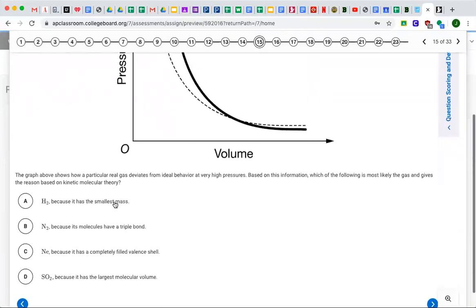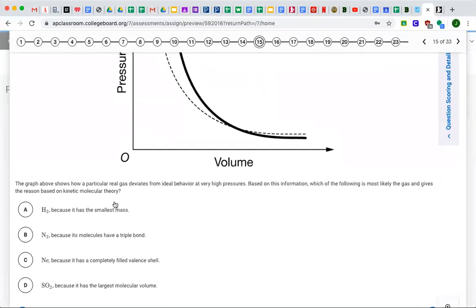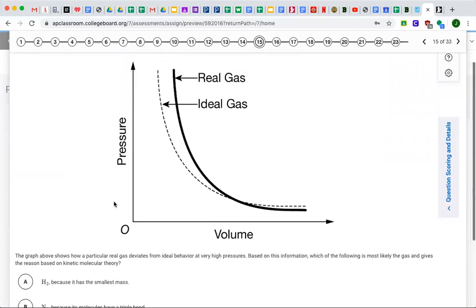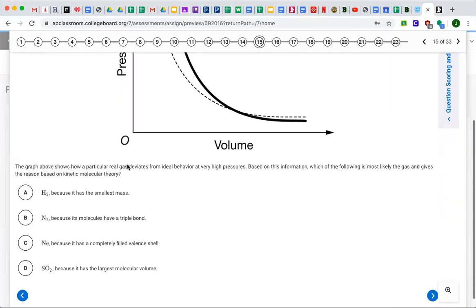Okay. So the graph above shows how a particular real gas deviates from ideal behavior at very high pressures. At high pressures, there's a huge deviation here, right? Based on this information, which of the following is most likely the gas and gives the reason based on kinetic molecular theory? Give this a shot and we'll talk about it in a minute or so.